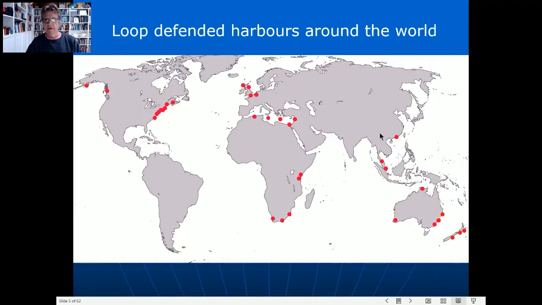Way over here, we've got a number. There's Hong Kong, Penang, Singapore, and then in Australia we've got Darwin, Perth, Brisbane, Newcastle, Sydney, and then in New Zealand we've got Auckland, Wellington and Christchurch. Okay, so the next slide I'll just put all the names in so you can see them.